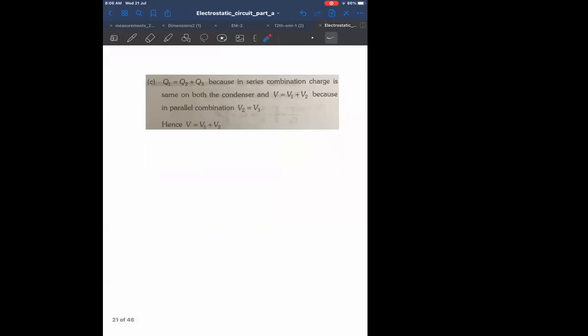Now continue with potential. In series, potential adds up. Therefore, V1 and over here. So tell me which option matches. Option C. Option C. Check. Correct. Check the explanation also and check the answer. Tell me, are you getting?